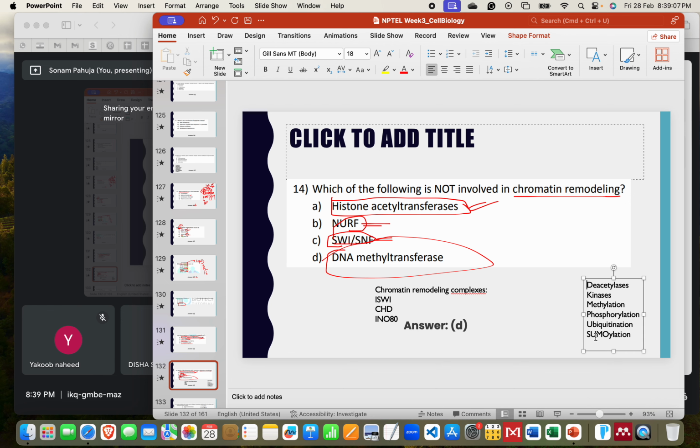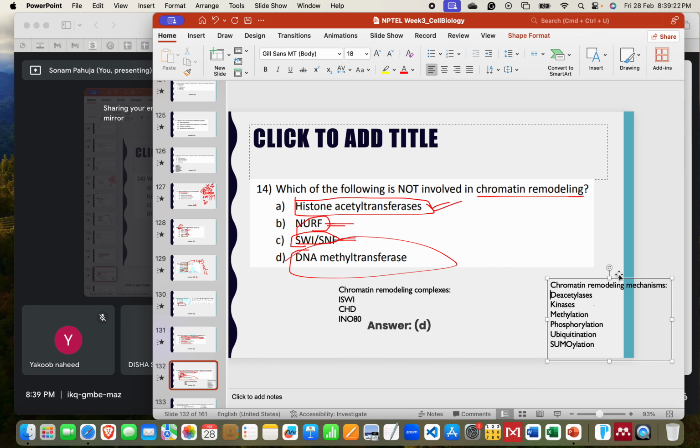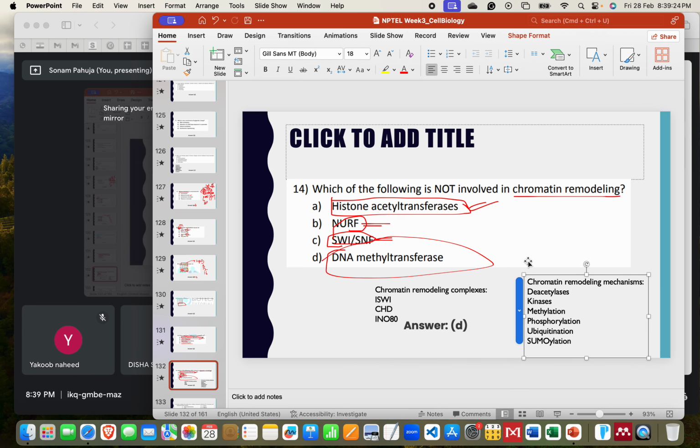Okay, and these are different chromatin remodeling mechanisms. Okay, so any of these could come in the question, so you have to note which of the following is not involved in chromatin remodeling. Okay, clear to all?